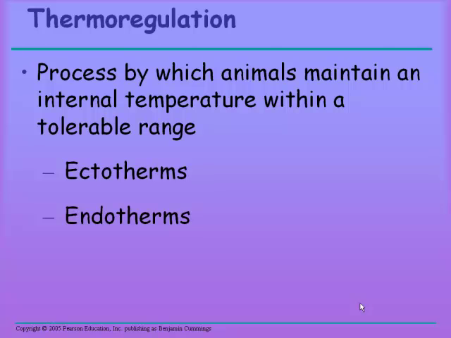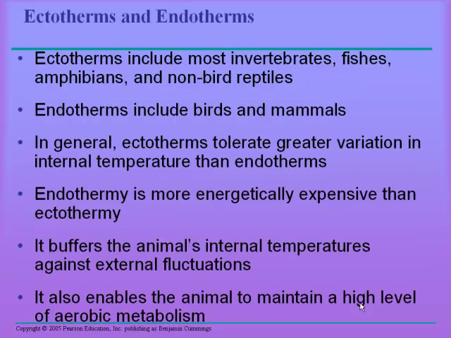Thermoregulation is the process by which animals maintain an internal temperature within a tolerable range. Ectotherms. You all know what ectotherms are. Most invertebrates, fish, amphibians, non-bird reptiles. Endotherms, birds and mammals. As general common sense, you probably know ectotherms tolerate a greater variation in internal temperature than endotherms.